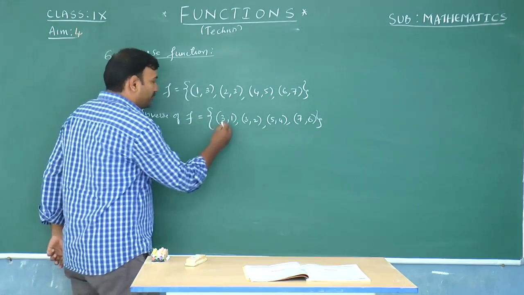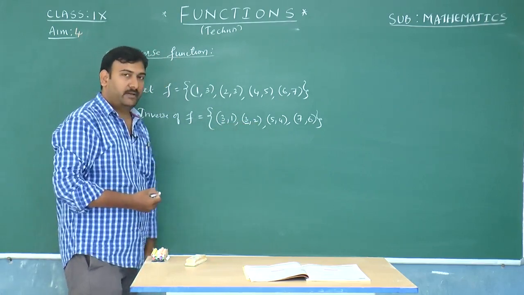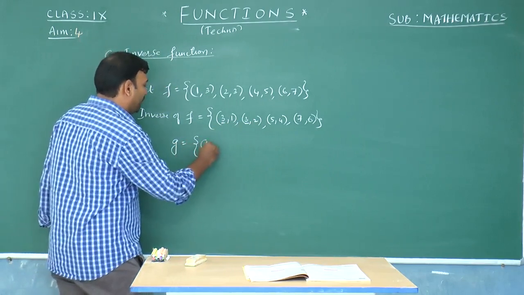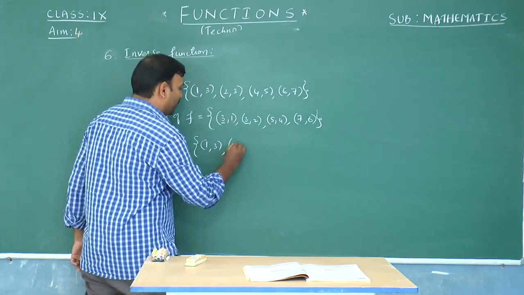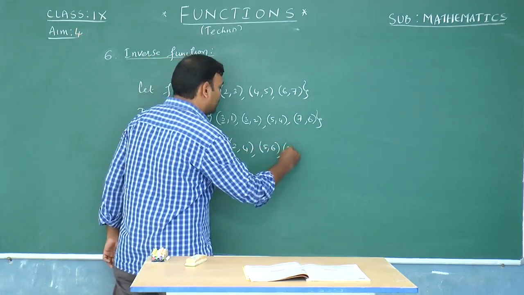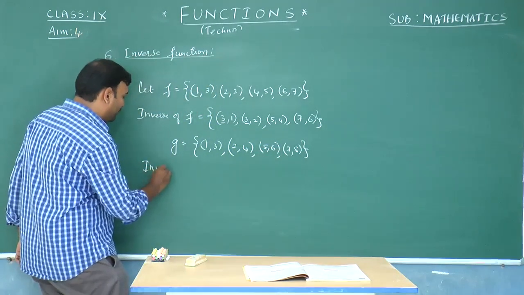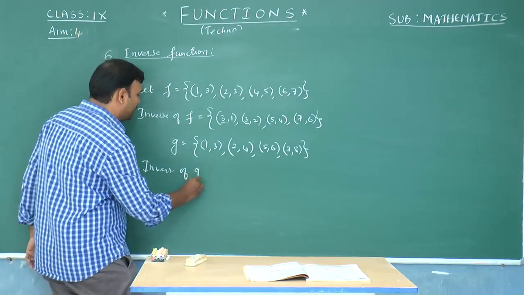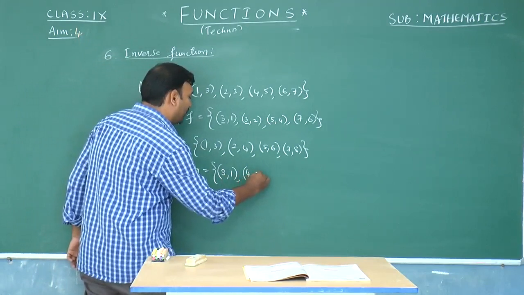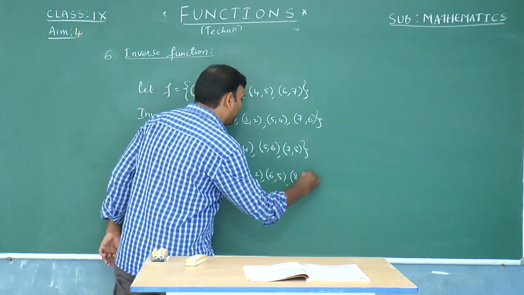Why is it not a function? Because the first coordinates are repeated, so therefore it is not a function. In case I take a function g such that we have the ordered pairs (1,3), (2,4), (5,6) and (7,8). Now if I go with the inverse of the function g, I get (3,1), (4,2), (6,5) and (8,7).